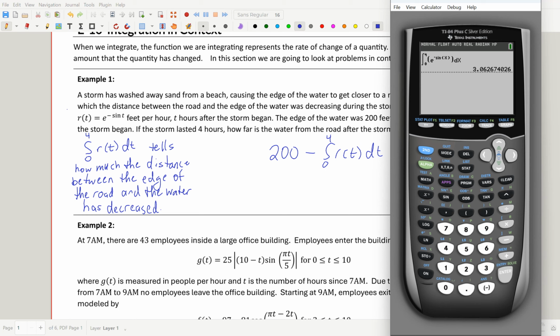If that gave you a negative, you would know to add it, just to make sense in the problem. And if it gave you a positive, then you know you need to subtract it, and then you can show your work based on what that's going to be. And it ends up being 200 minus the answer. In my case, the answer is going to give me 196.937.